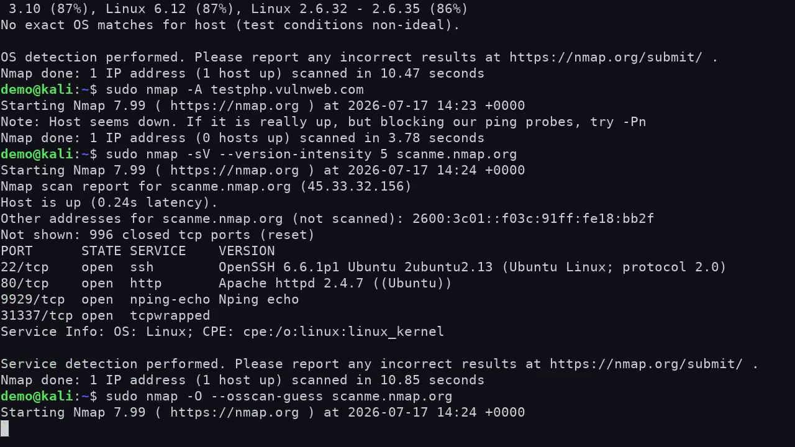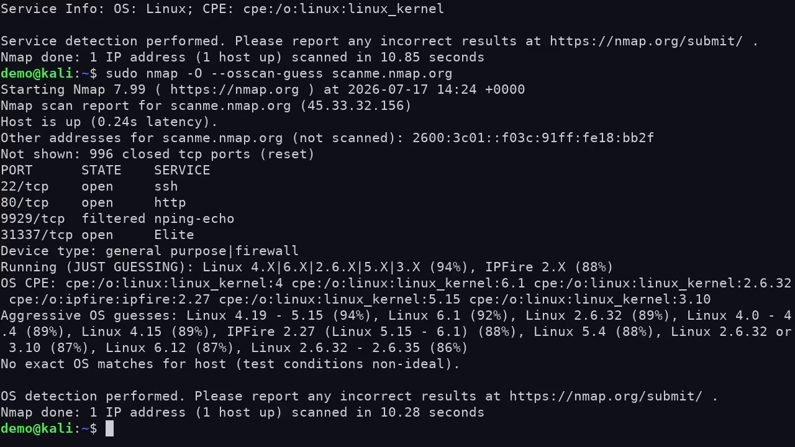When a perfect match isn't found, --osscan-guess makes nmap report the closest match, which can be useful when scanning obscure or firewall devices.